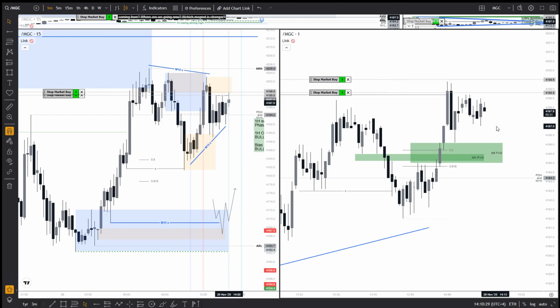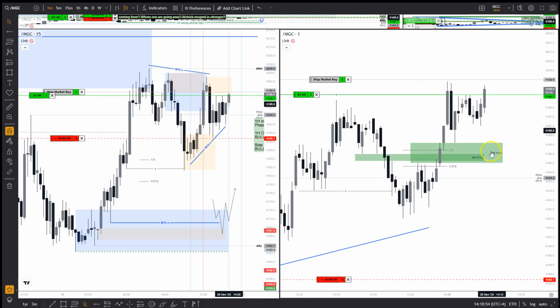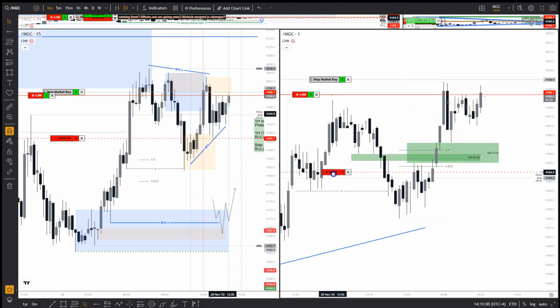Why don't I want to wait for mitigation of this? Because if we break out, we may just go very strongly and we could just aim at mitigating this demand, this buy side liquidity before we move lower. So now we are tagged in with a first contract.